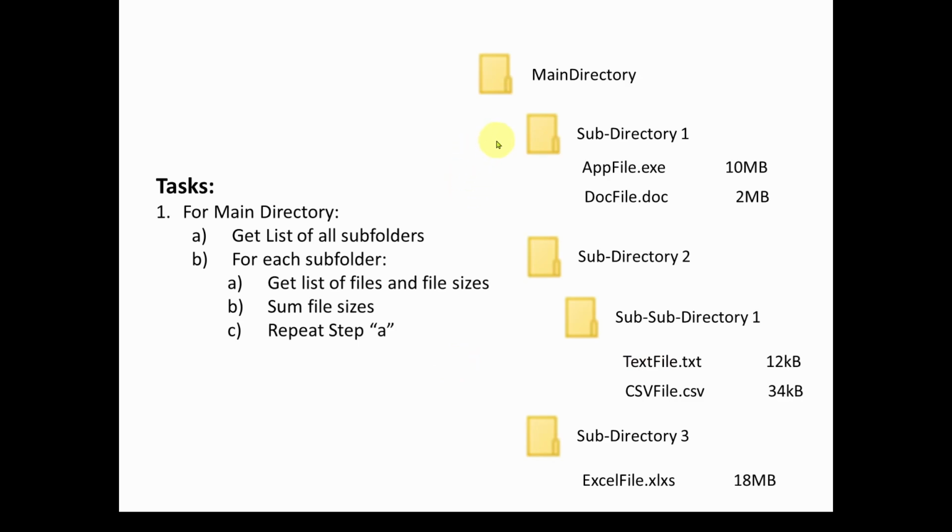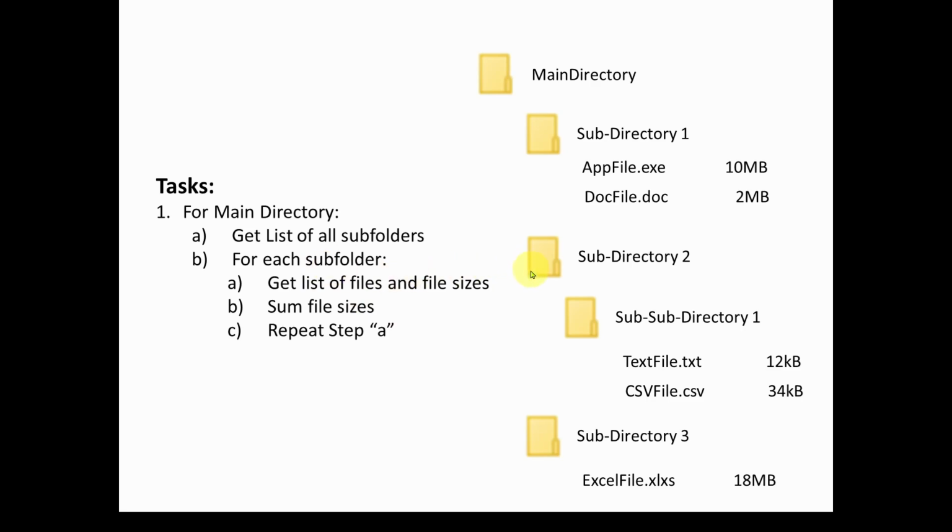Now, with that said, the task that we're going to have to do, if we write out the pseudocode for our main directory that we specify, first we're going to have to get a list of all of the subfolders under that main directory. We're going to have to get a list of subdirectory 1, 2, and 3. Then for each of those subfolders, we're going to have to get a list of files and file sizes if they exist. So for subdirectory 1, we've got 2 files, and we'll have to get the sizes of those. Subdirectory 2 has no files, but it does have a subdirectory with files.